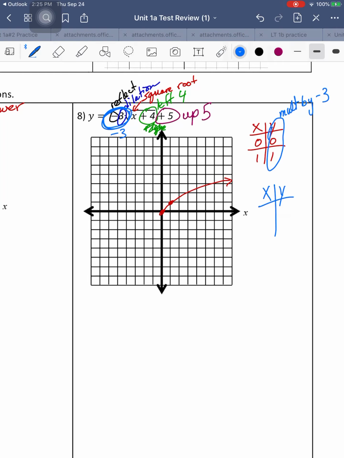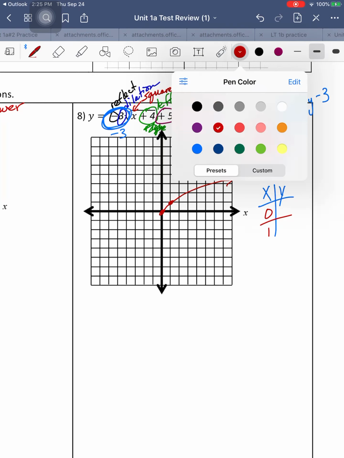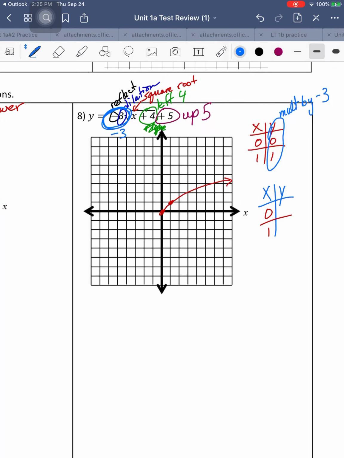So the x values stay the same, 0, 1. The y values, though, change. 0 times -3 is 0. 1 times -3 is -3. Let's plot those points. 0, 0, and 1, -3. So it's a much steeper graph now. So now we did the dilation and the reflection all at the same time. We know it's a square root, so check, check, check.